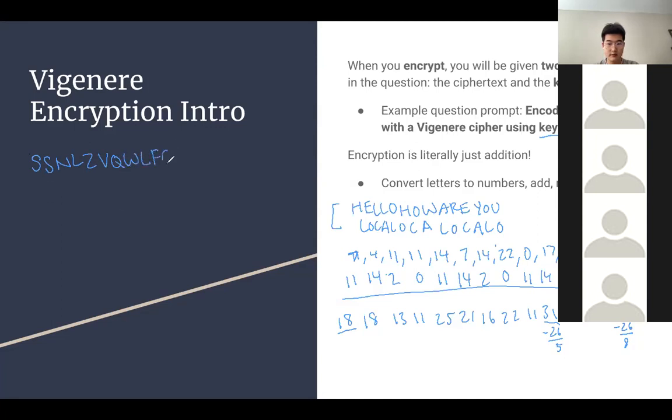L, F, G, Y, Z, I. So this is hello, how are you? And I just put them in brackets so you could see what goes to what. But once you write the letters down, you don't need to separate them or anything. That would just be your encryption product.